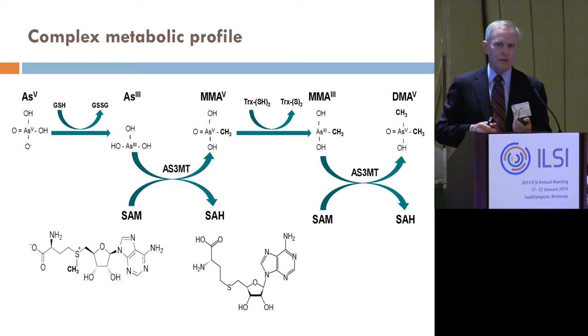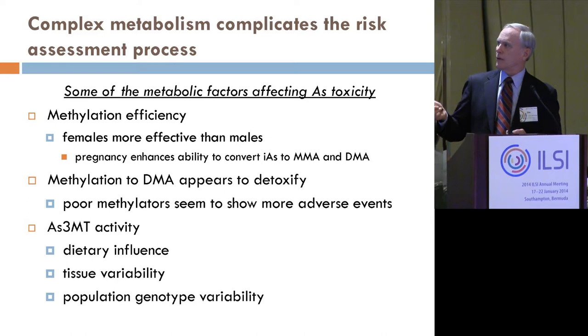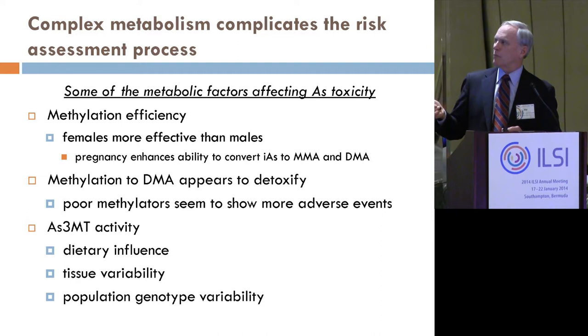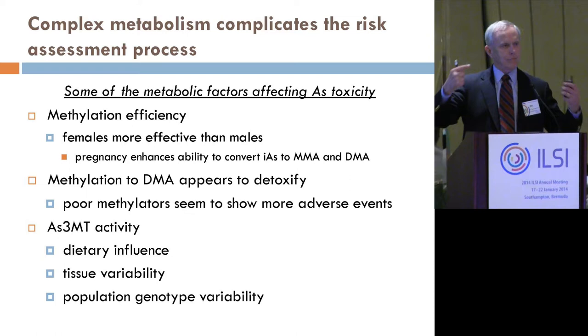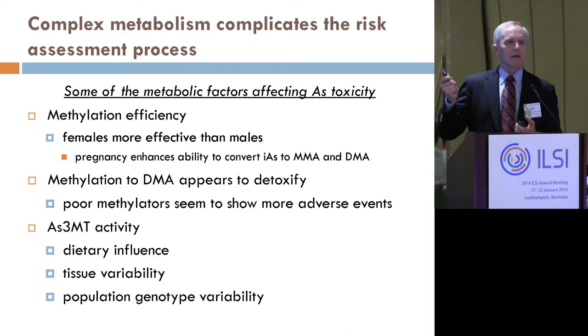I've talked a little bit about this, some of the metabolic differences. Females seem to be more effective than males in methylation. And methylation, as Sam mentioned, to the dimethyl, particularly the pentavalent form, seems to detoxify. Poor methylators seem to show a higher level of toxicity. Understanding that and understanding the proportion of those different forms of inorganic arsenic, in my view, as a blood and guts toxicologist, is hugely important in understanding causality and mode of action. And I talked a little bit about the methyltransferase.